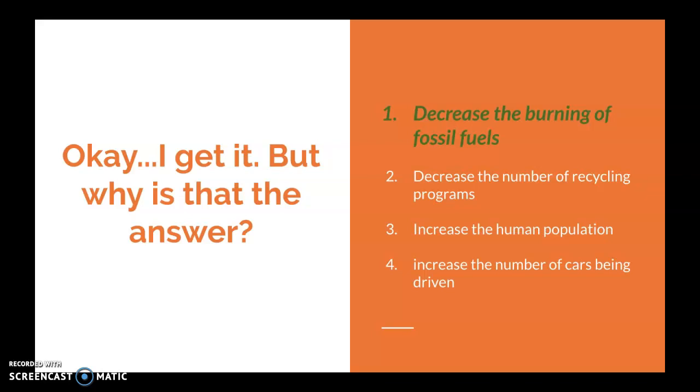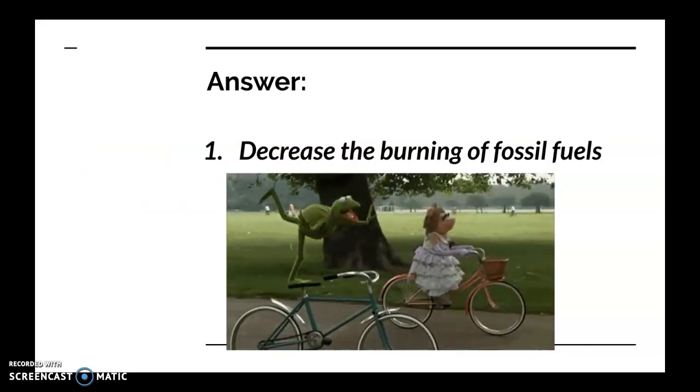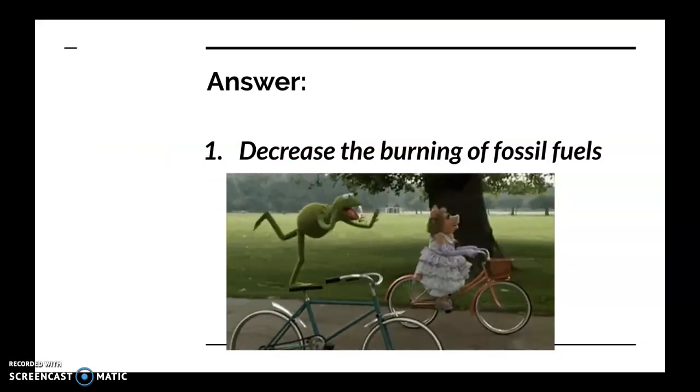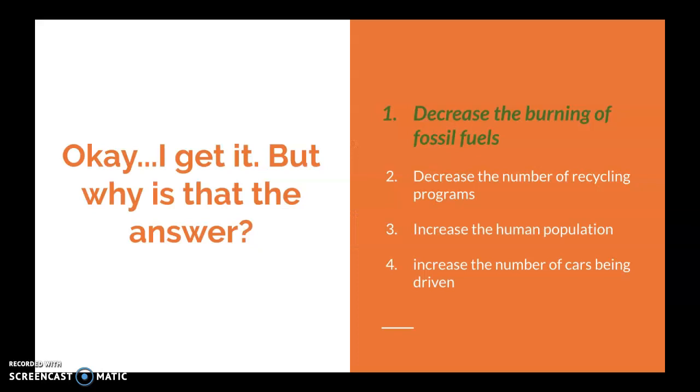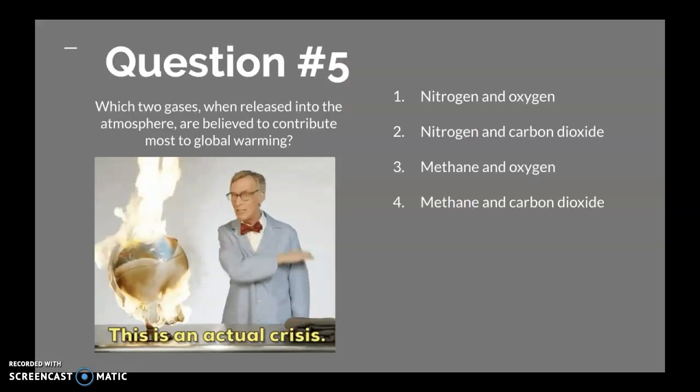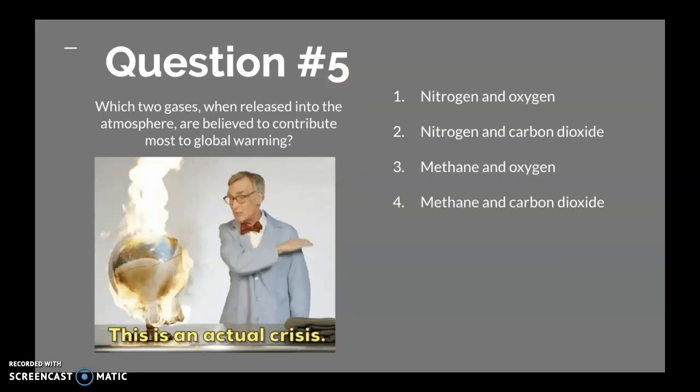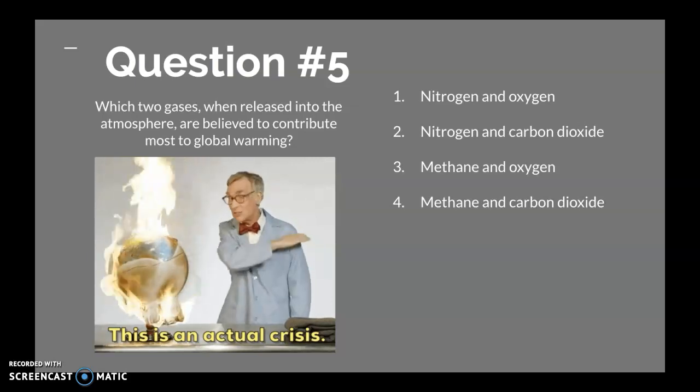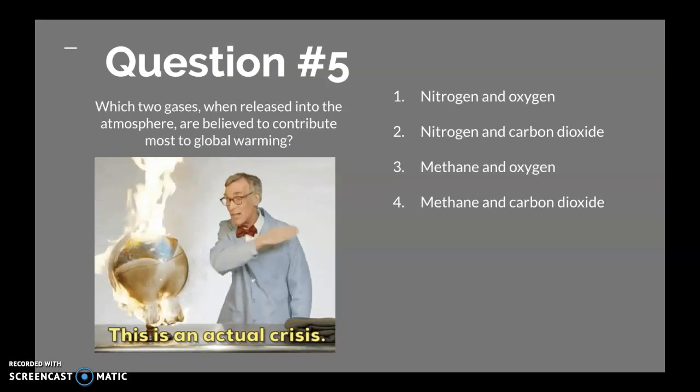Increase the amount of cars being driven. Come on, look at them. Ride your bike, folks, if you can. You know, that's one option, or bus, but generally we want to get away from burning fossil fuels as much as we can. Okay, number 5, Bill Nye is losing it over here. Okay, which 2 gases, when released into the atmosphere, are believed to contribute most to global warming? So, looking at a few different gases.